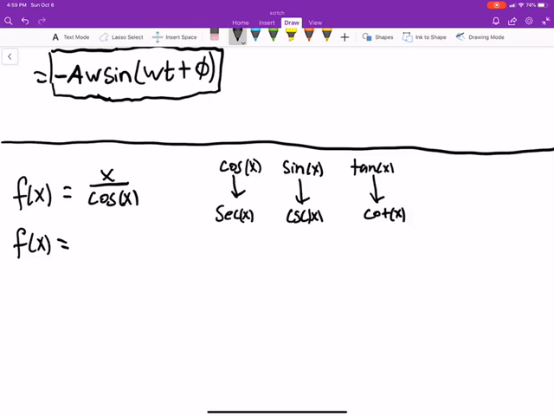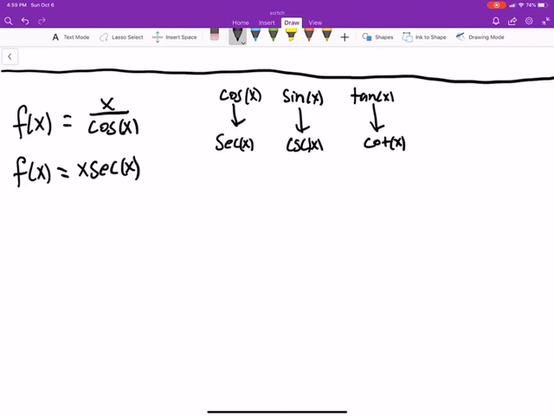The co's go with the non-co's. So cosine goes with the non-cosecant, which is secant. Sine goes with the cosecant. Tangent goes with the cotangent, which that one's pretty easy. So this is the same thing as x times secant of x. You could have solved this just using the quotient rule, but I did want to show that property with our trig functions because sometimes it's helpful when you're working through an equation to algebraically manipulate it a little bit.